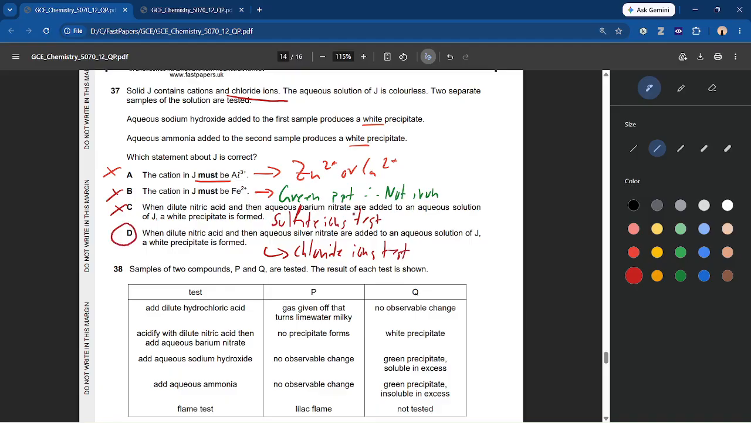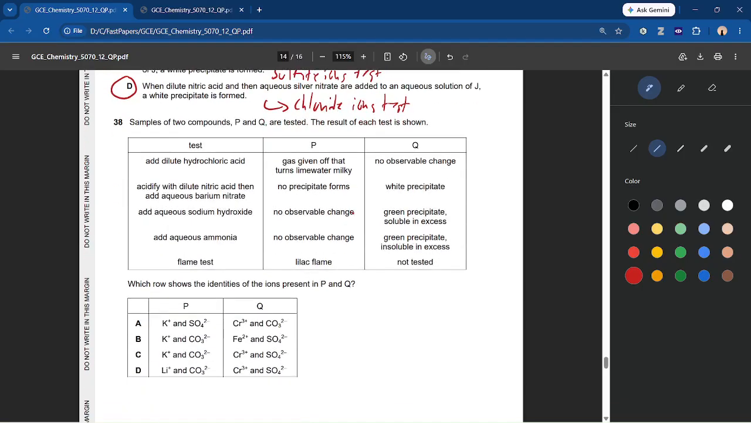All right, last two questions. Samples of two compounds P and Q are tested. The result of each test is shown. Add dilute hydrochloric acid. Gas given off that turns lime water milky. So immediately we know that this is going to be carbon dioxide. So anyone that does not talk about carbonate ions, A and D, is immediately out. So we need to take a look.